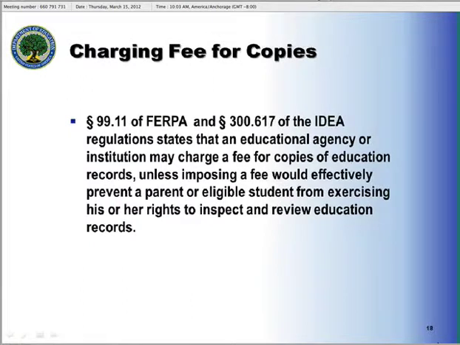Both FERPA and IDEA permit schools to charge a fee for copies of education records, as long as it doesn't create a hardship for the parent. Generally, we're talking about a fee similar to what a copying service in your area would charge. Under the IDEA, an LEA that provides parents with a copy of the child's education record may charge a fee for copies of the record if the fee would not effectively prevent the parents from exercising their right to inspect and review those records. Additionally, Section 300.617B of the IDEA regulations states that a participating agency may not charge a fee to search for or to retrieve information under the IDEA.